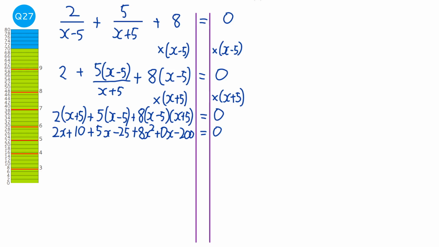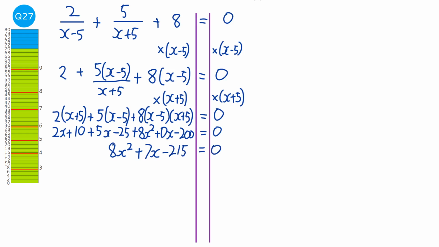Collect the like terms. So we've got 8x squared, and that's the only x squared we've got. We've got the 2x and the 5x and the 0x, so we've got a 7x. And we've got plus 10, minus 25, and a minus 200. So what's that? That's minus 215 equals 0.